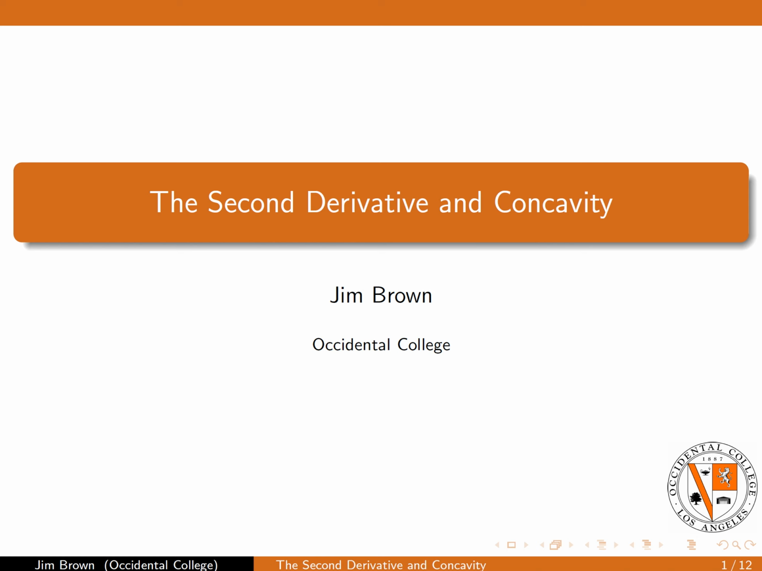So at this point, we have a decent grasp on what the first derivative is telling us and how to calculate it using the definition. And we've seen quite a few examples of how this can show up in real-world applications. What we want to look at today is the second derivative and a notion called concavity. So let's first review what the first derivative is telling us geometrically.